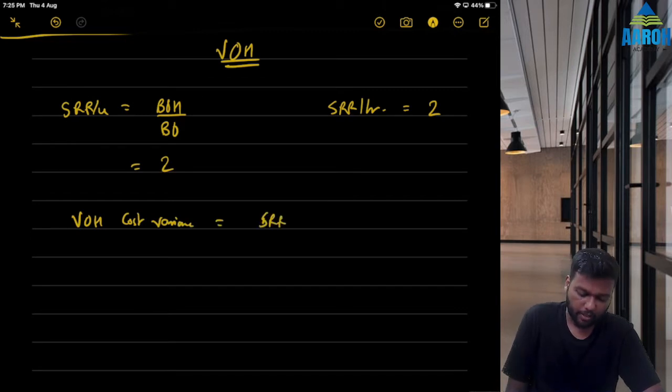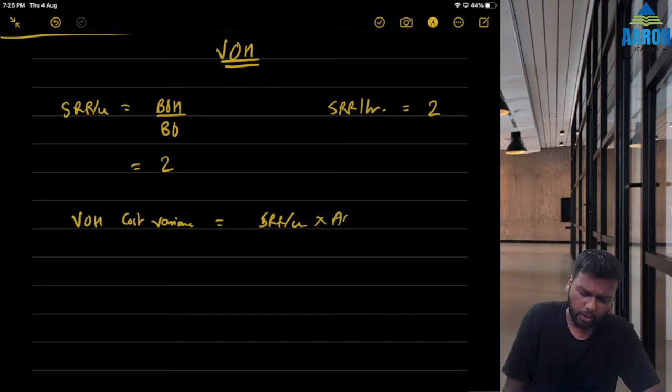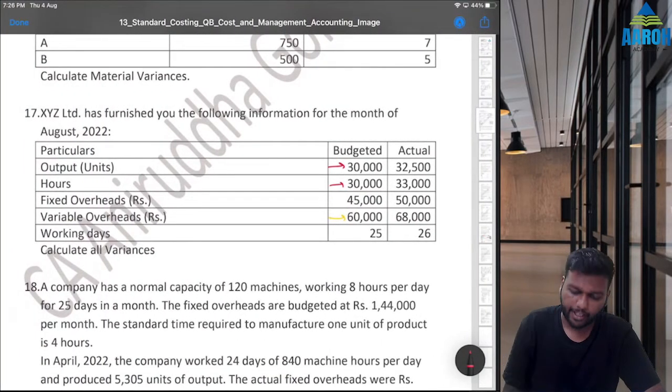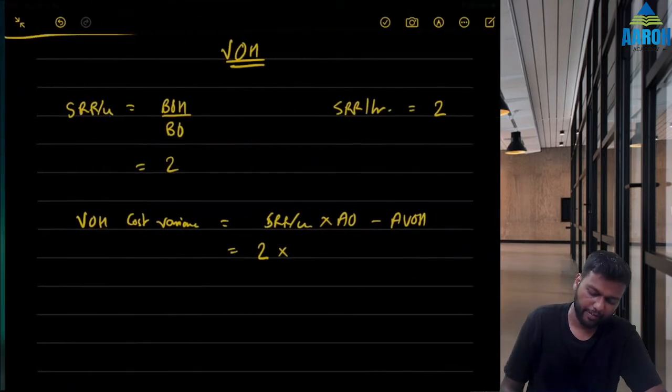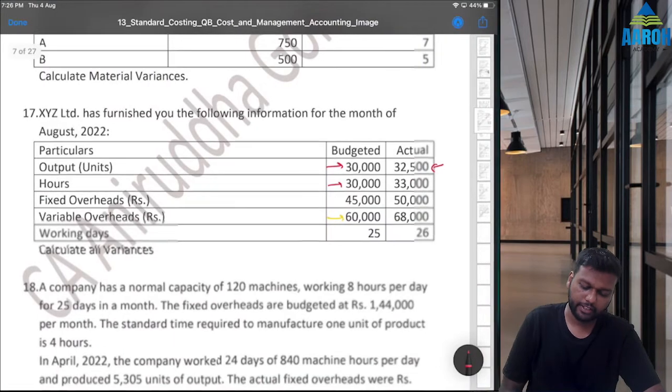SRR per hour, SRR per unit. Let's use the unit formula, which is the basic one: SRR per unit into actual output minus actual variable overheads. SRR per unit is 2, into actual output, which they have directly given: 32,500, right? So 32,500 minus actual variable overheads, which are 68,000.